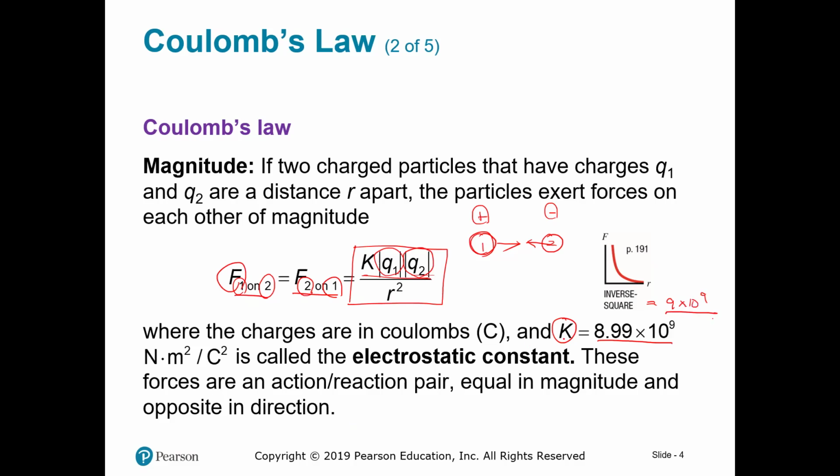Okay. And then this K, I will introduce later. It's defined with another variable, which is epsilon 0. Basically K is 1 over 4 pi epsilon 0. But I will introduce this concept later. But for now, this is enough. K is 1 over 4 pi epsilon 0, and the K value is 9 times 10 to the 9.